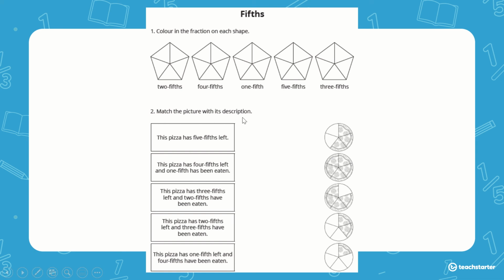Number 2, match the picture with its description. This pizza has 5/5 left. So which one of these pizzas would it be? 5/5. That means that there are 5. The pizza has been split into 5 parts and all of the 5 parts are still there. So I would say it's this one. So I would draw a line. So see if you can figure out the rest.